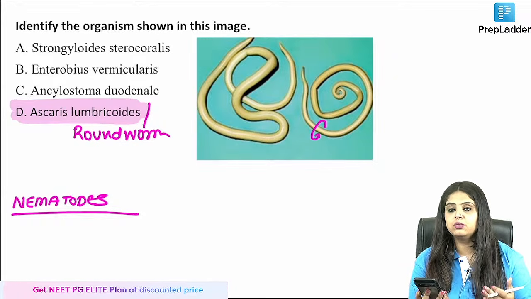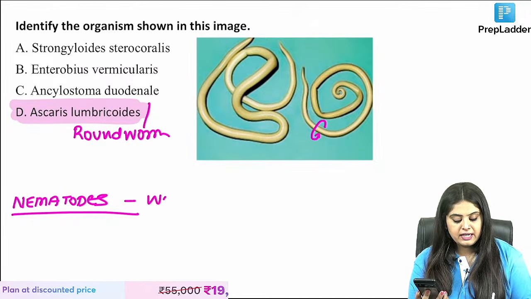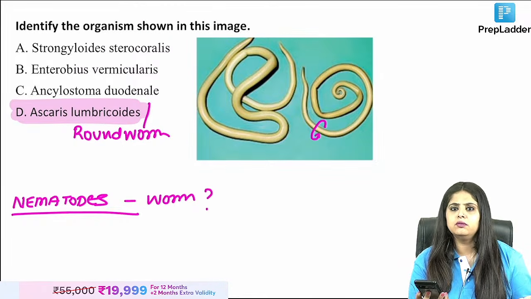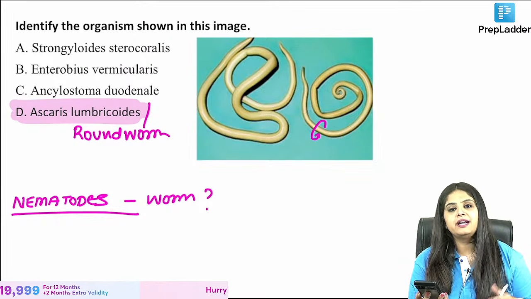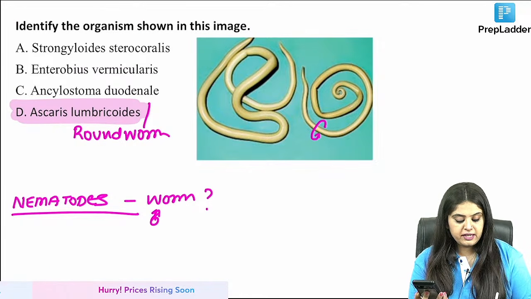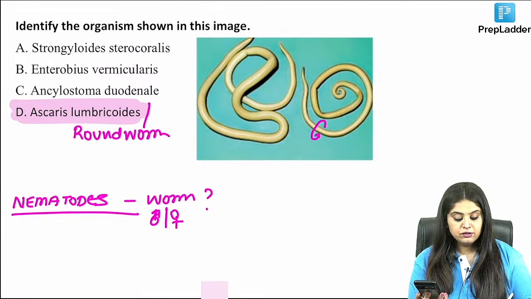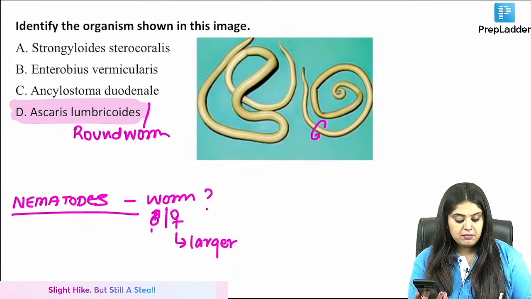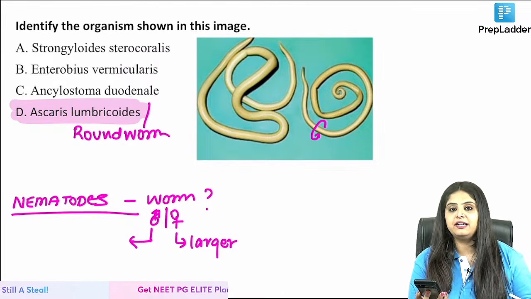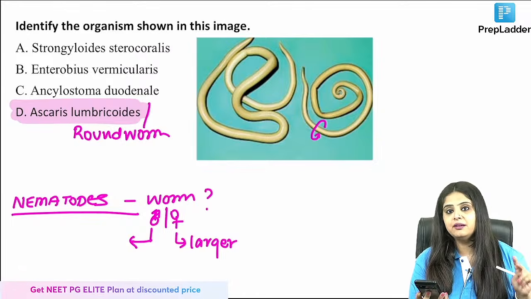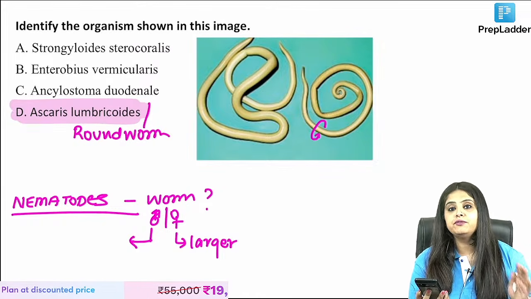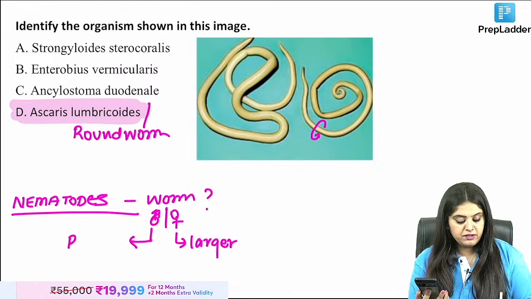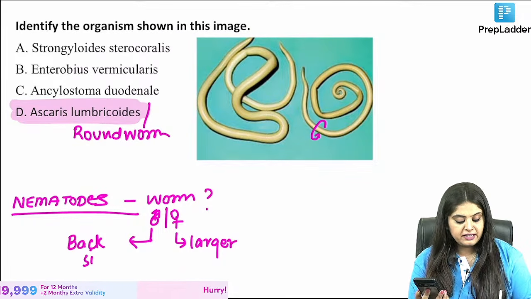When I talk about nematodes, rule number 1 is first identify which worm it is: roundworm, hookworm, pinworm, threadworm. Next is identify male versus female. The female is larger, that is one thing, and for the male you have to focus on the back side. You have to focus on the back side of the male and see what is visible there.